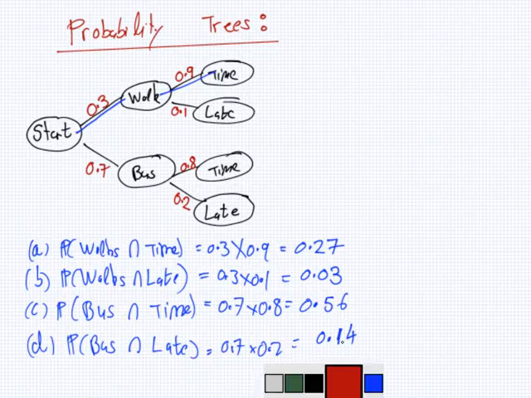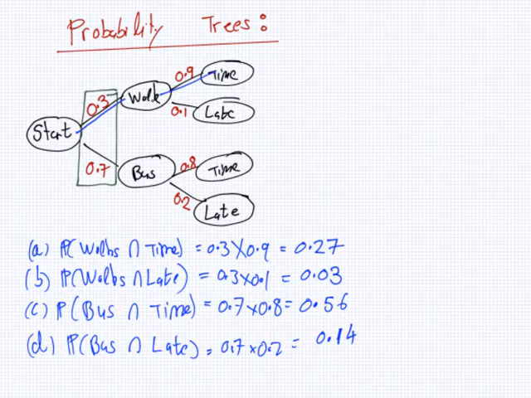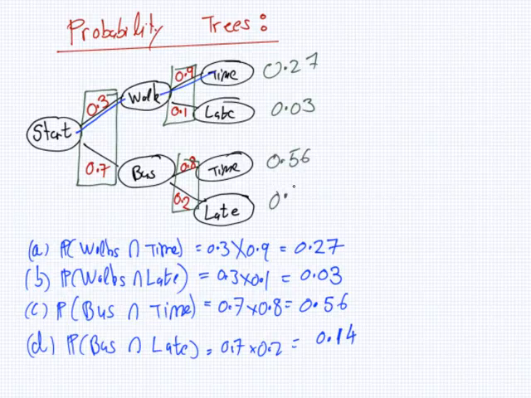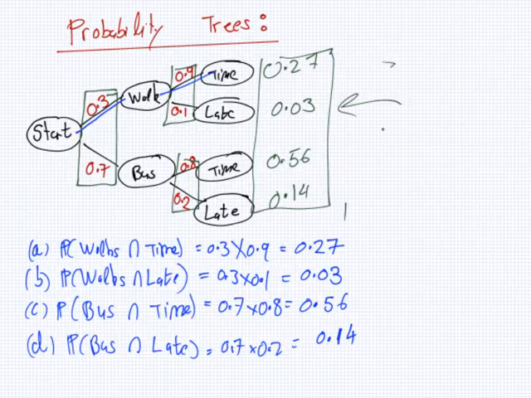Now, I want you to notice here, these two add together to make 1. These two make 1. These two make 1. Walk and is on time, 0.27. Walks and late, 0.03. Takes the bus and is on time, 0.56. Takes the bus and is late, 0.14. Adding up to 1. These should also add up to make 1 as well. Because at the end of the story, the student must be one of these. So it has to make 1.